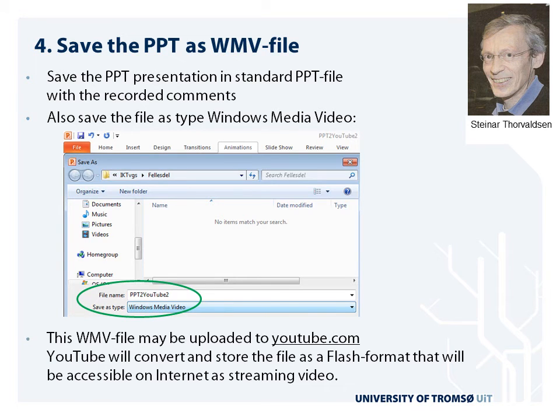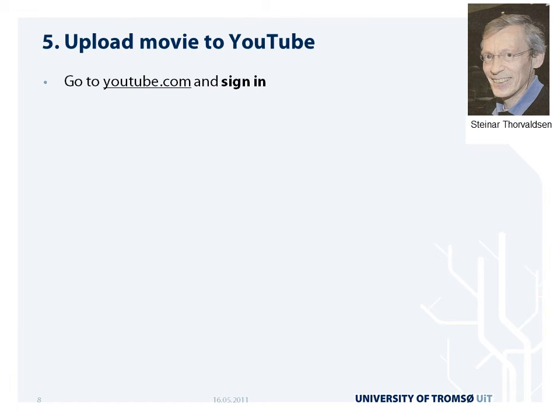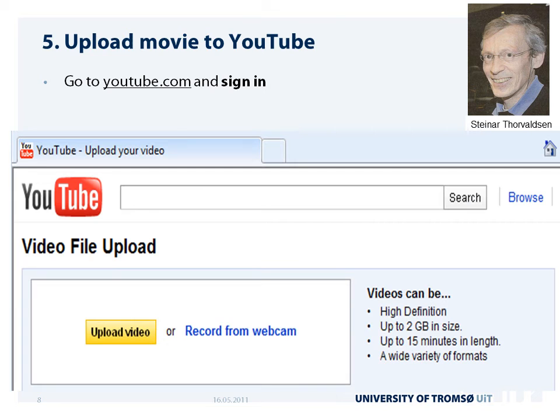This video file may be uploaded to YouTube. YouTube will convert and store the file as a flash format that will be fully accessible on the internet as streaming video. And this is how to upload the movie to YouTube as the next step. Go to youtube.com and sign in.